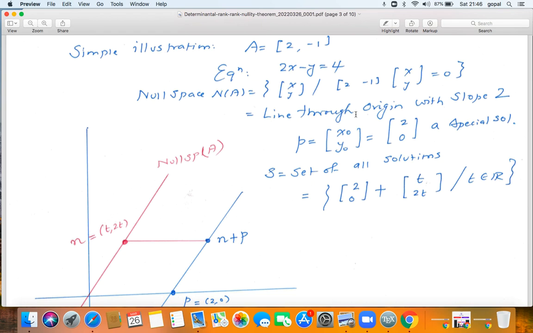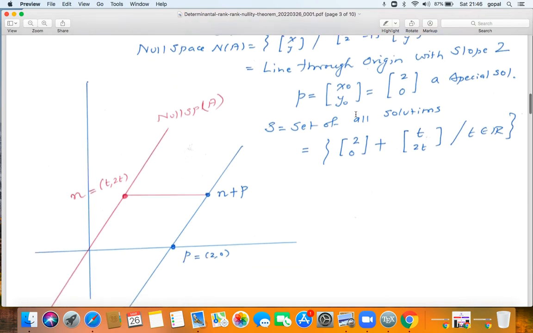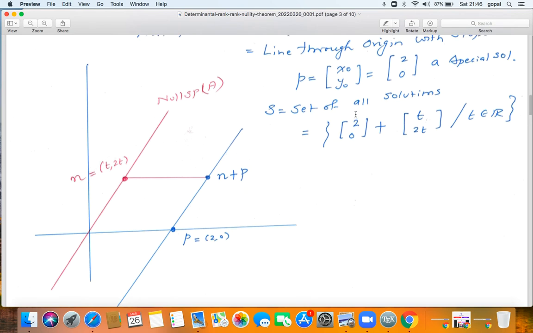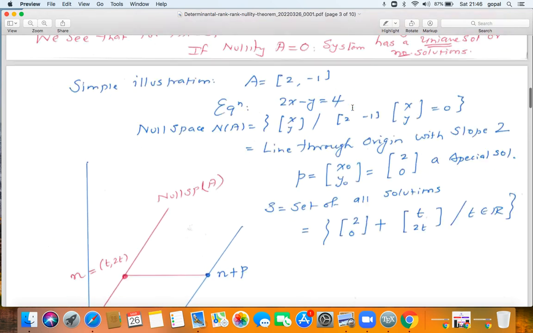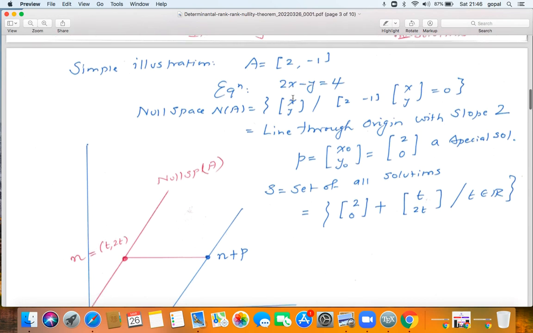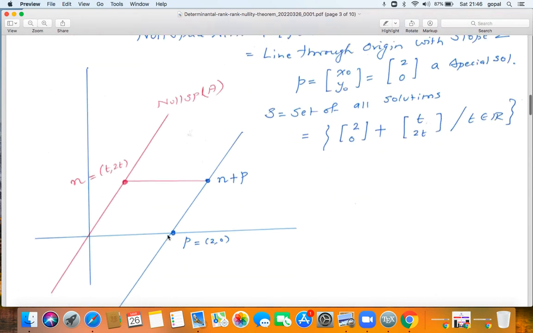What is the null space? The null space is all those vectors (x, y) such that 2x minus y is 0. All those vectors (x, y) such that 2x minus y equal to 0 form a line passing through the origin with slope 2. And that line has been drawn in red ink. And we have one solution of this system of equations. I'll put y equal to 0 and take x equal to 2. So the point P, which is (2, 0), is certainly a solution.